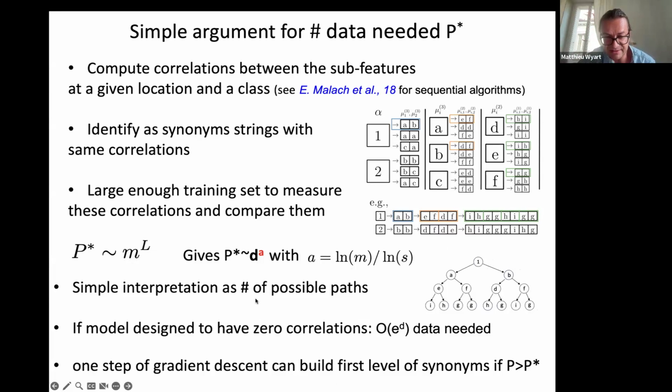Another interesting aspect with respect to some of the literature is that it's not enough to be hierarchical. It's easy, if the rules are not random, to have a model which is hierarchical, but you purposefully build the correlation to be 0. And if we do that, you recover the curse of dimensionality. You need an exponential number of data to learn. This is just a counting argument. You can go further than that and show that in one step of gradient descent, you can group the first level of synonyms together and so on, but I will not enter into this.